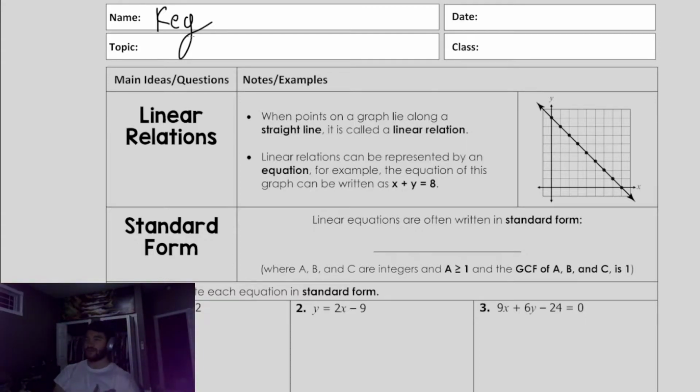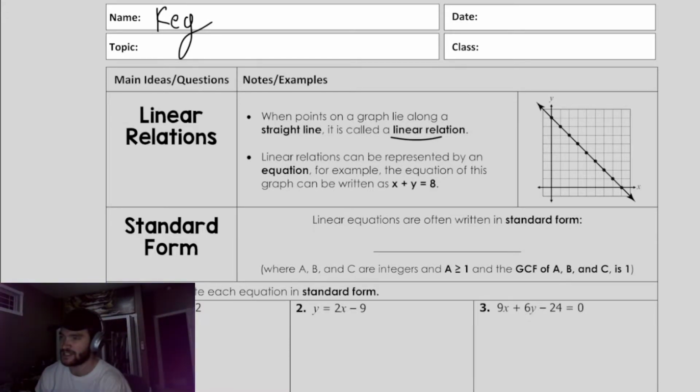When points in a graph lie along a straight line, it's called a linear relation. So that's just vocab for you right there. Just understand linear relations. Okay, linear obviously means line, right? And then relations, we've already talked about what relations are. So they have a lot to do with functions and whatnot. But regardless, we're going to move on.